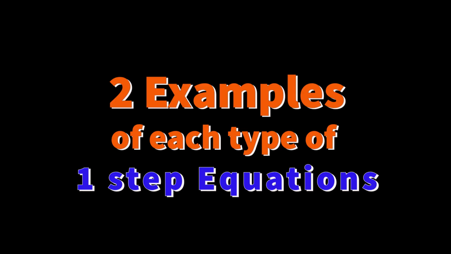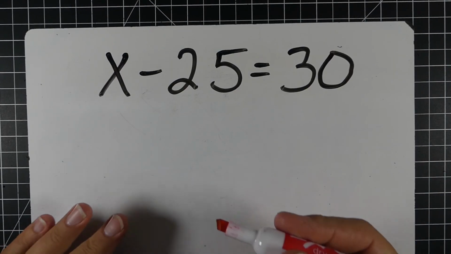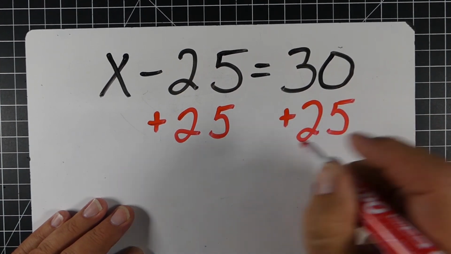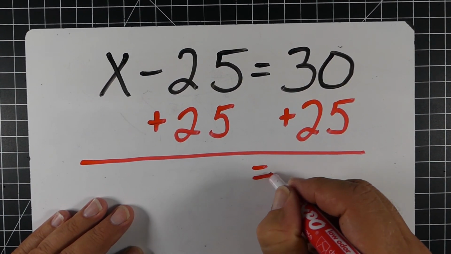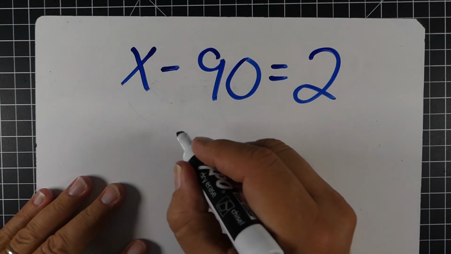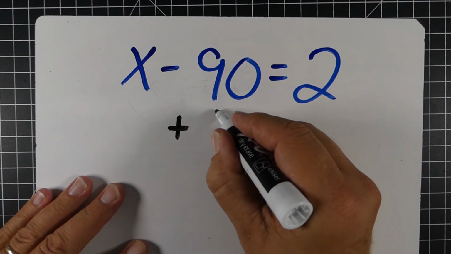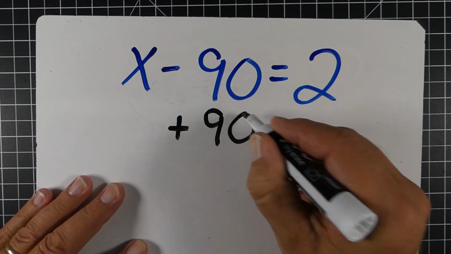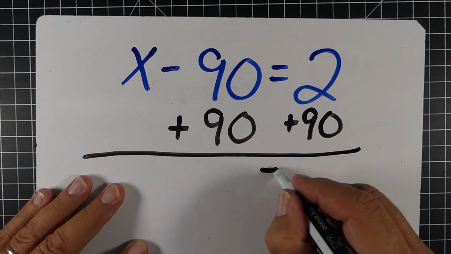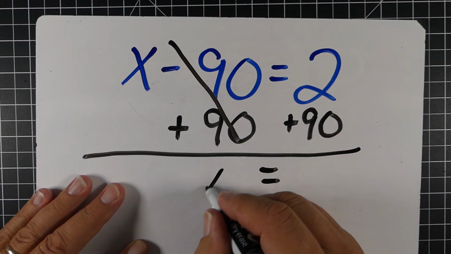So these next problems are just a couple examples of each type. For this one right here, we have a minus 25. So we're going to add 25 to both sides. When we do that, we're going to end up with 55 on the right, x equals 55. In this case, we're subtracting 90. Do the opposite, do the inverse. Add 90. So we're going to end up with 92 on the right side, and on the left side will be x. So x is going to equal 92.